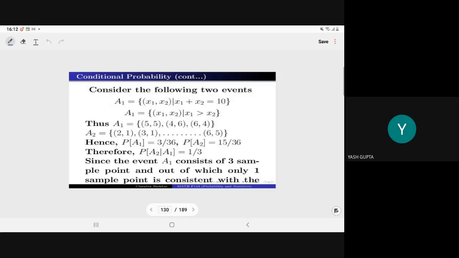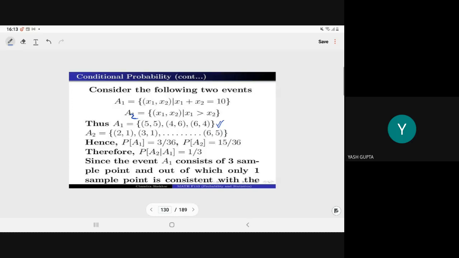Now we are defining two events. Consider the following two events. A1 is equal to (x1, x2) such that x1 plus x2 is equal to 10. Here we have only three sample points: either 5 5, 4 6 or 6 4. Another event we are defining as A2. A2 is equal to (x1, x2) such that x1 is greater than x2. In this we have the sample points 2 1, 3 1, 3 2, 4 1, 4 2, 4 3, and so on.